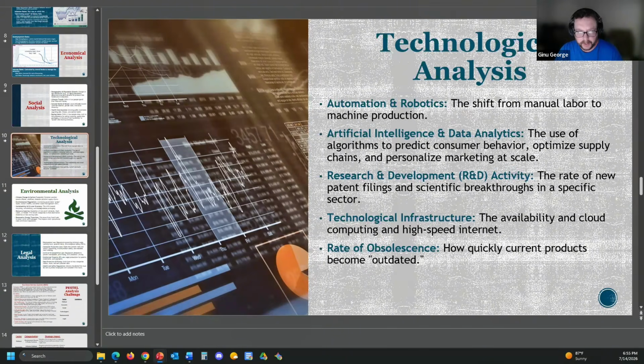They were doing this even before we were super familiar with artificial intelligence. Research and development, R&D, has been, for the last 100 years or so, the activity of creating new patents, new ideas, new items. That's part of this technological analysis in the PESTEL. All of this relies on technological infrastructure. If a region doesn't have high speed internet or huge cloud computing resources, high tech businesses probably aren't going to go to that particular place.